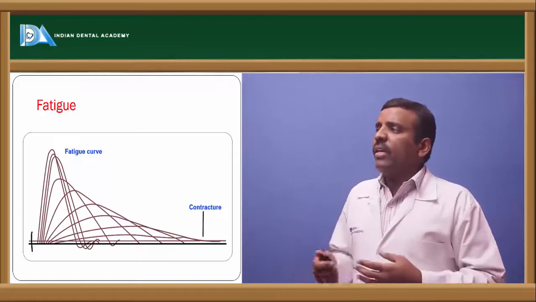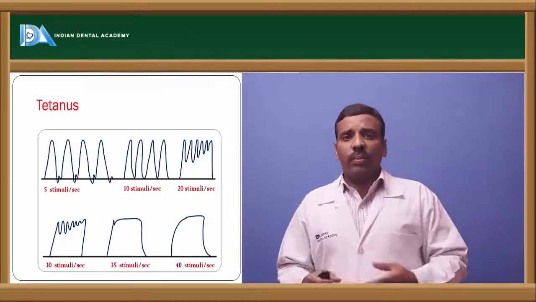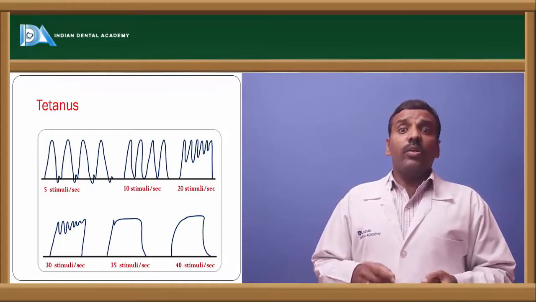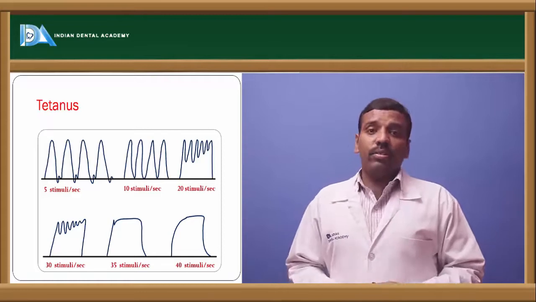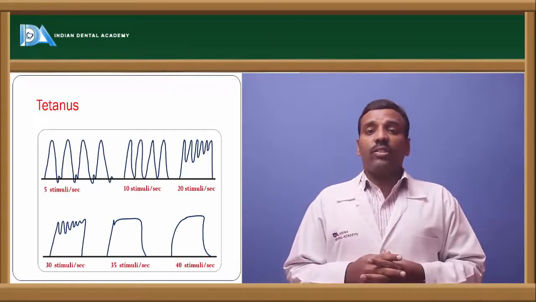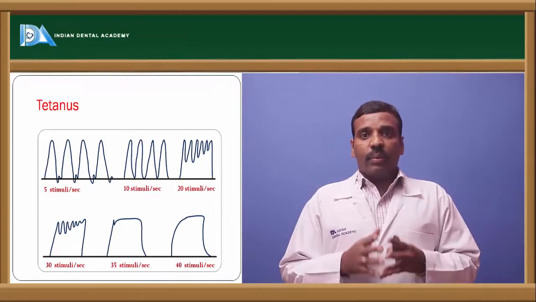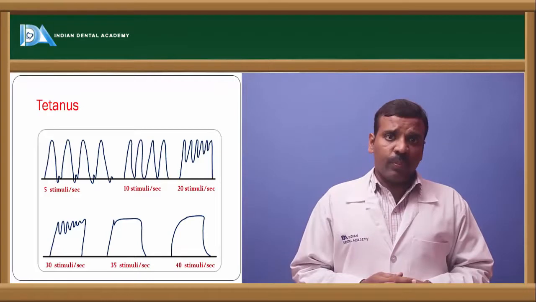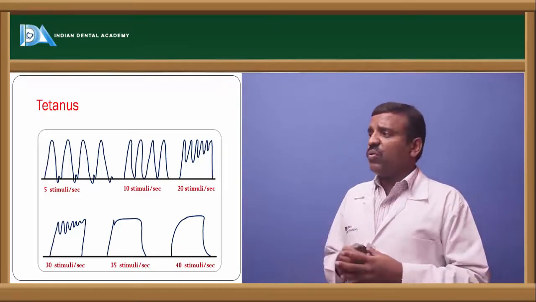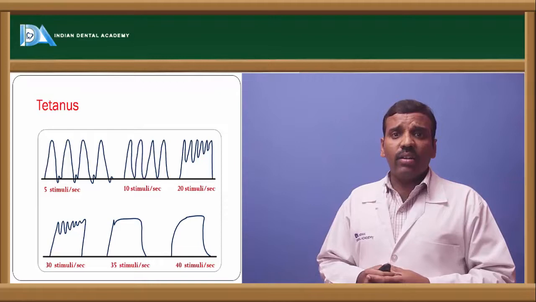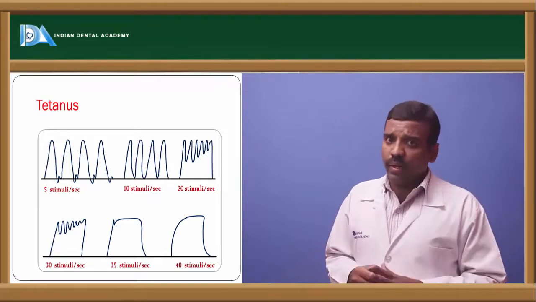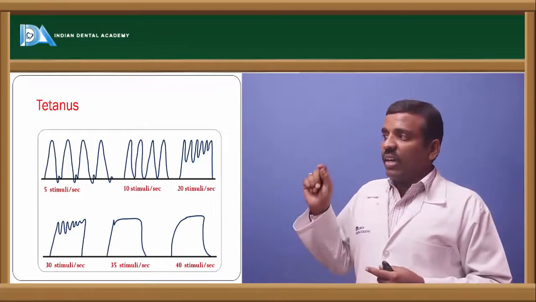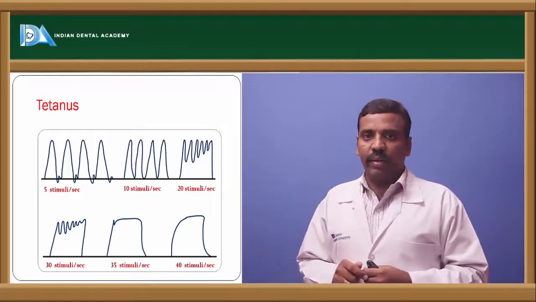Coming to another property of the muscle fiber, that is tetanus. Tetanus is when, due to the repeated rapid stimulus, the muscle is sustained in contraction. If you see the first one, we are applying 5 stimuli per second, and the recording is like this, the normal recording.